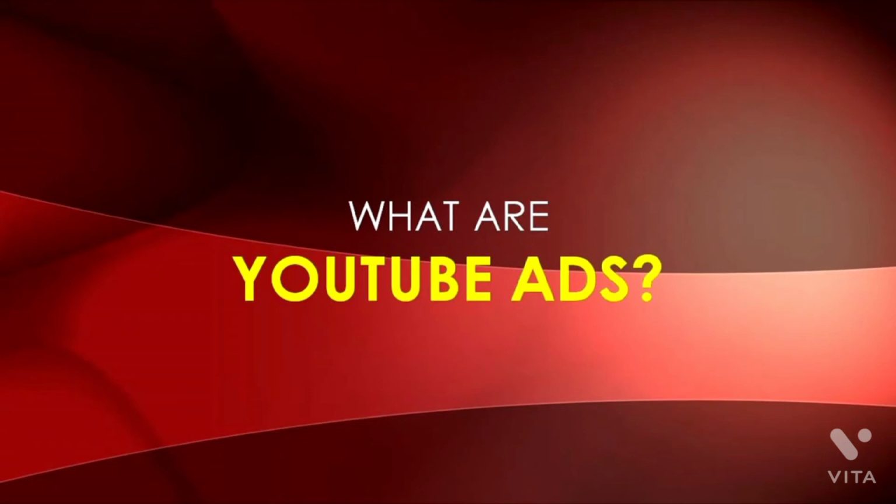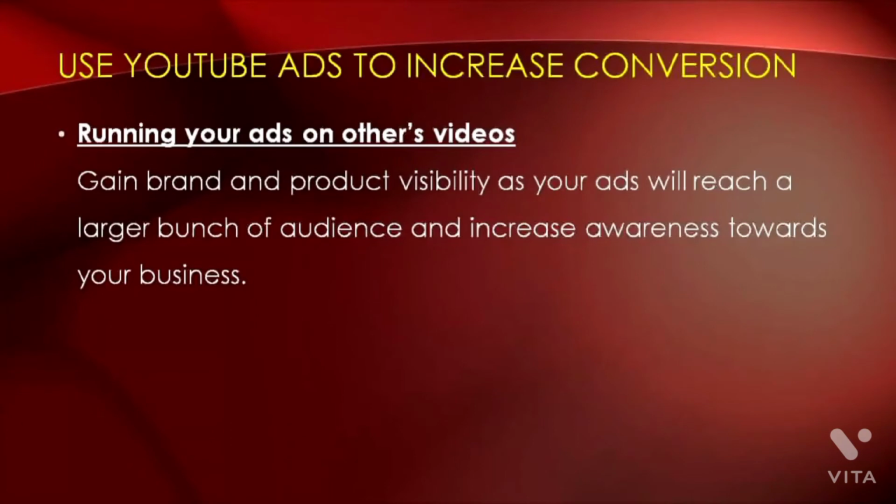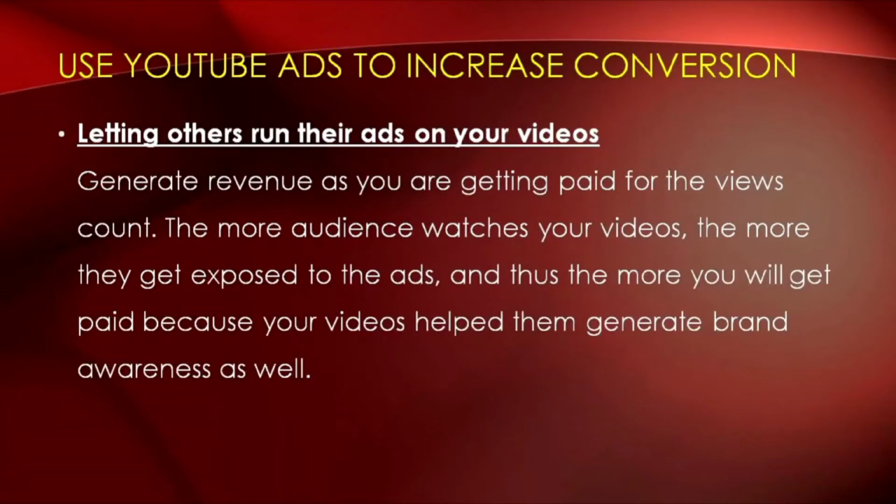YouTube ads enables 2 choices: to run your ads on others' videos or to let others run their ads on your videos. By running your ads on others' videos, you'll be gaining brand and product visibility, as your ads will reach a larger bunch of audience and increase awareness towards your business. On the other hand, letting others run their ads on your videos allows you to generate revenue as you're getting paid for the view count. The more audience that watches your videos, the more they get exposed to ads, and thus the more you'll get paid because your video has helped generate brand awareness for others.